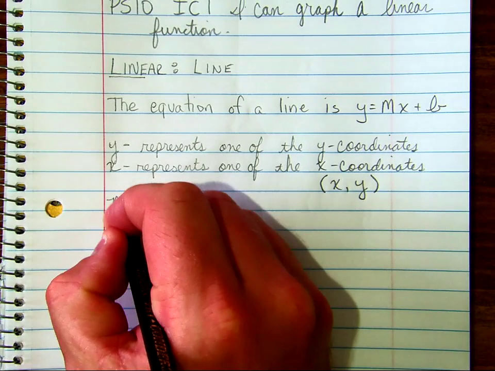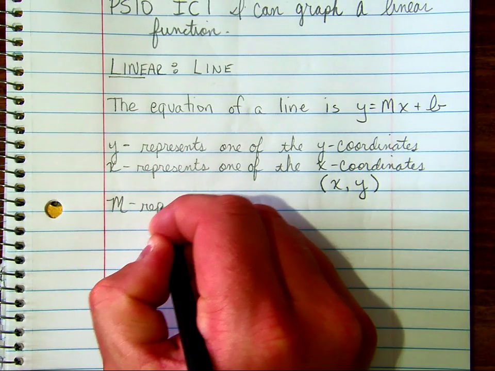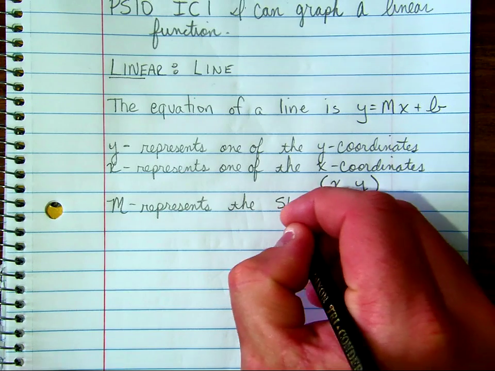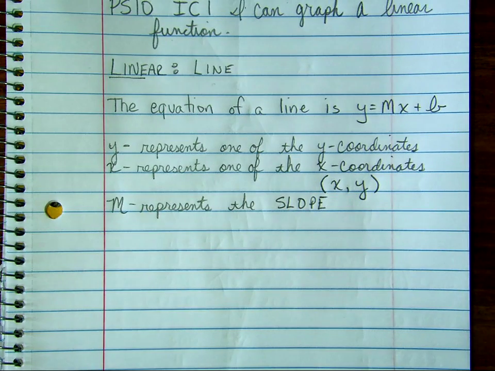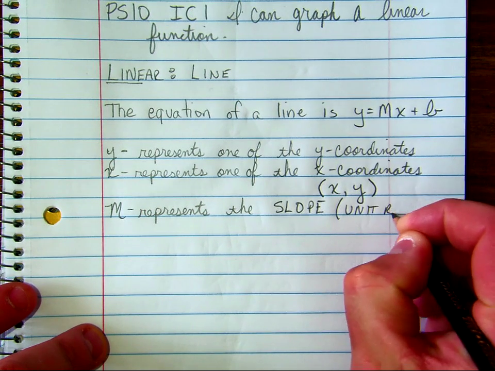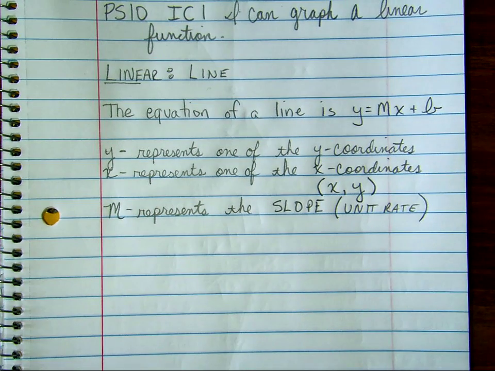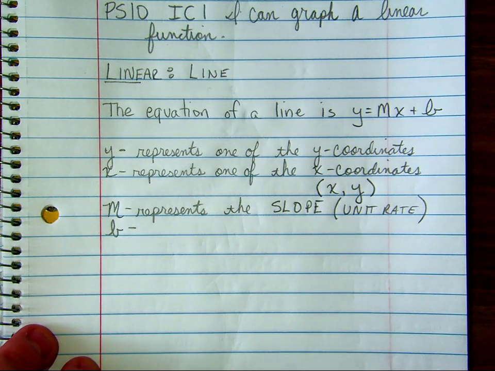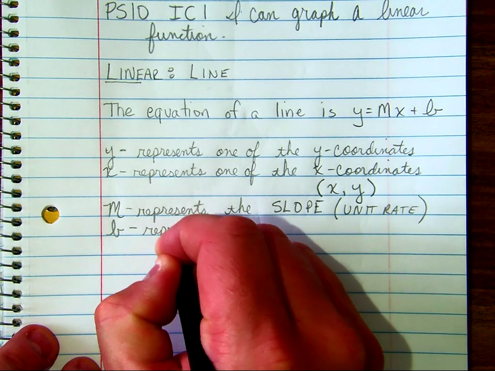The letter M represents the slope. And we've heard that word before many a times. And what's another word or phrase, Angelina, for slope? Unit rate. And then the cursive B, the last little bit there, represents the y-intercept.